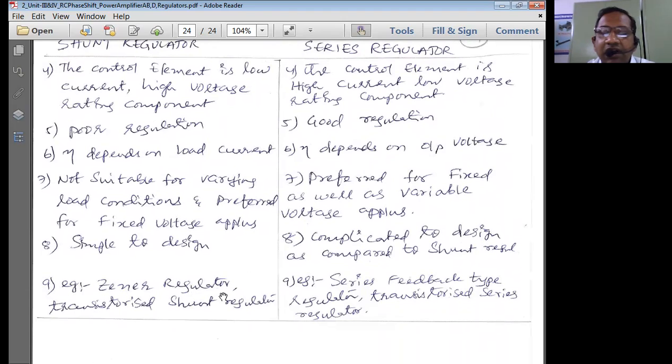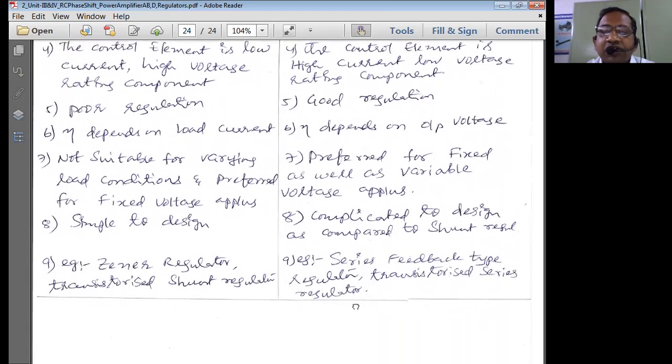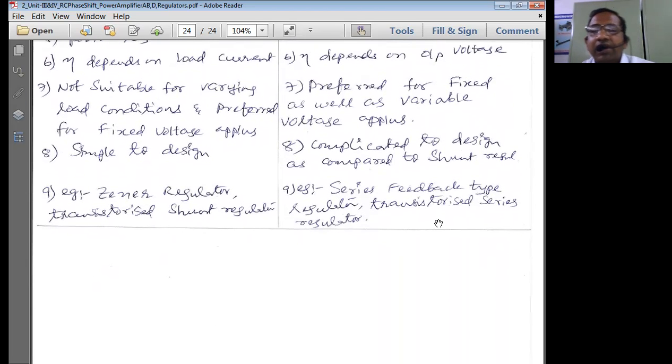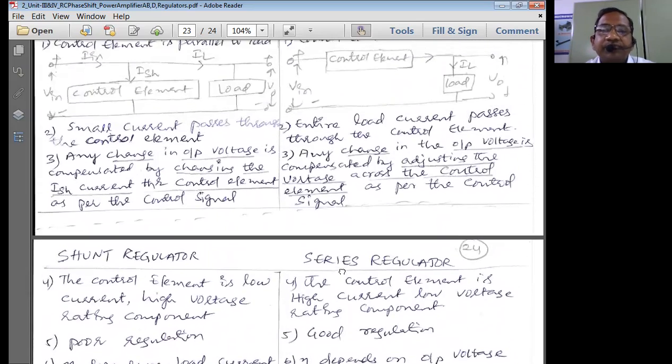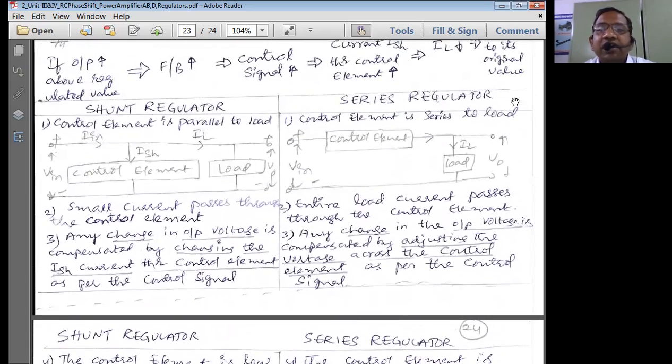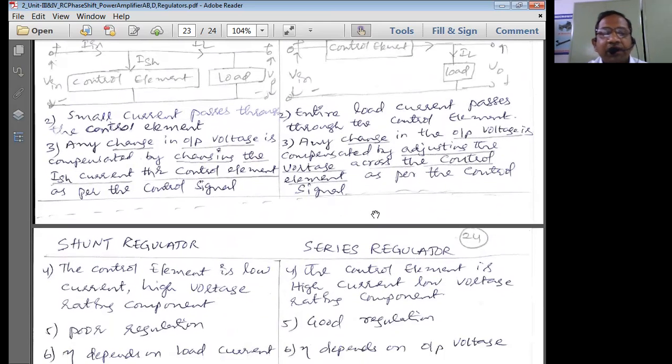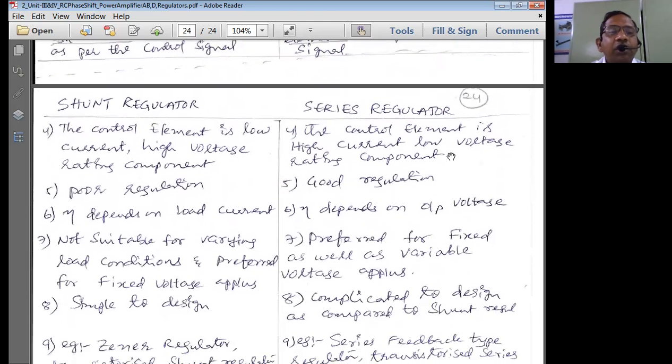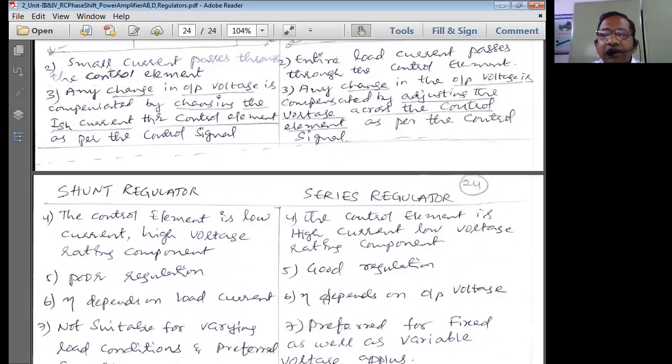Let's say Zener regulator is going to be called a shunt voltage regulator, transistor shunt regulator is going to be called a shunt regulator, and series feedback type regulator is going to be called a transistorized series type of regulator circuit. And series regulator is going to provide a very good regulation than the shunt voltage regulator circuit. Therefore, series regulators are preferred in practical applications over shunt voltage regulators. You can go through these differences carefully and enumerate them.